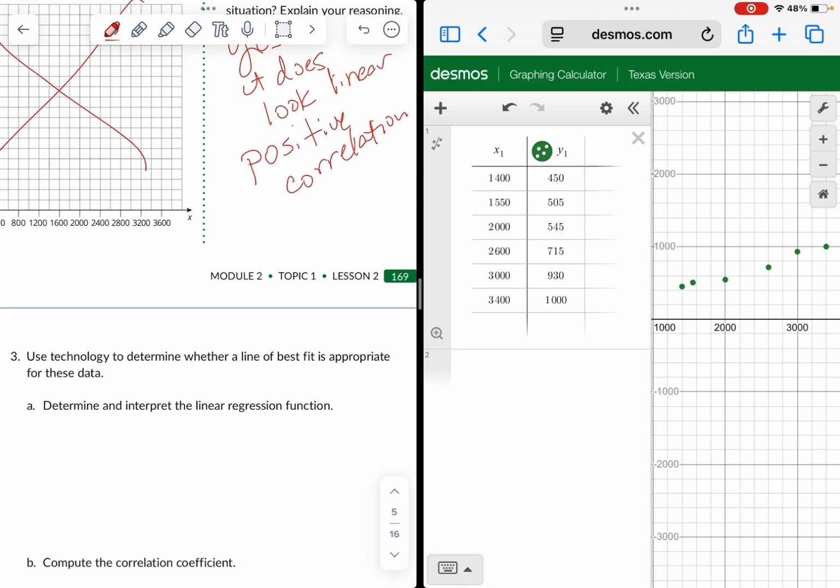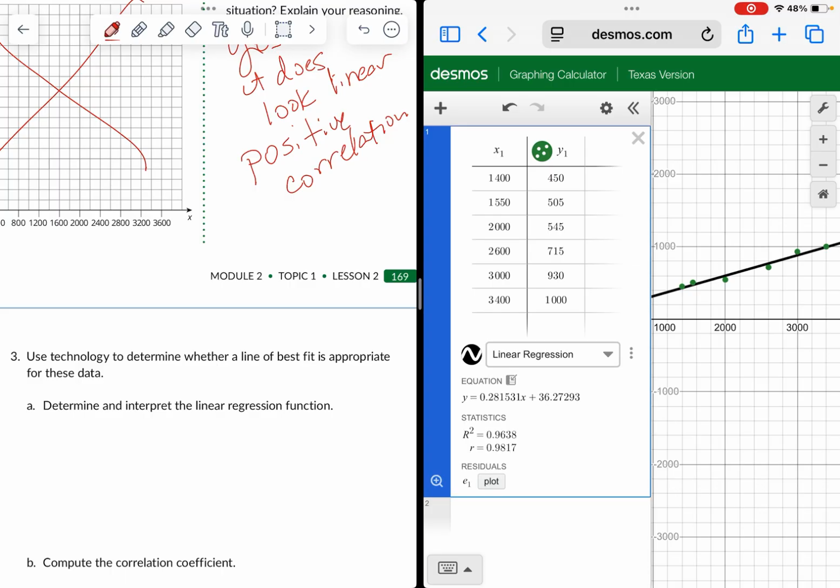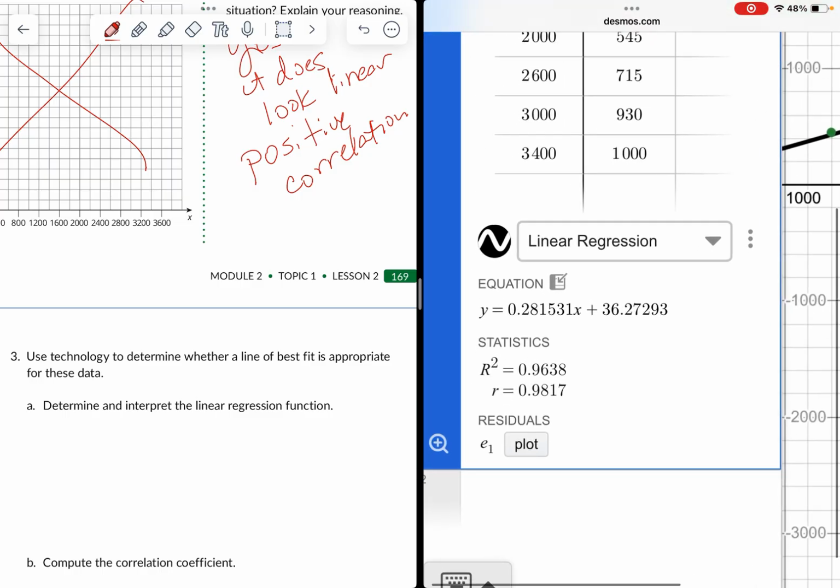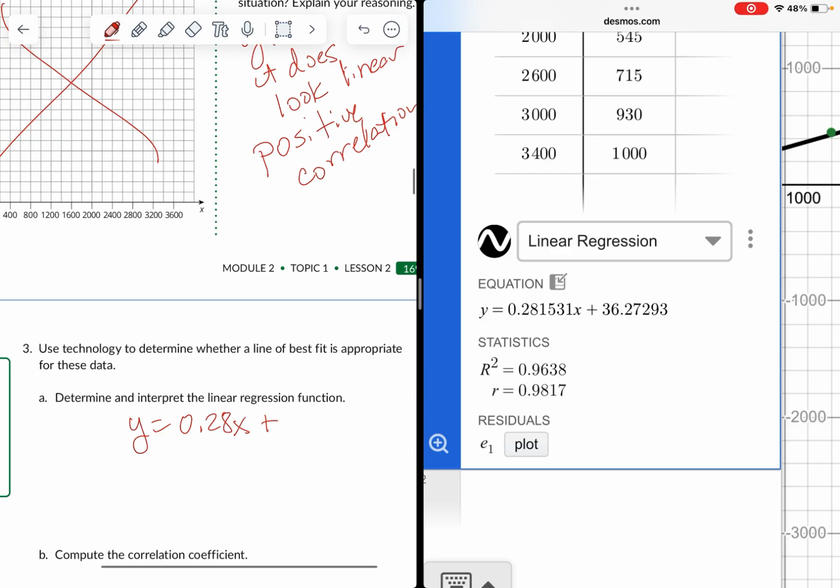So let's go ahead and use our technology now, and we're going to hit the linear regression that looks like a scatter plot right underneath that plus sign. And I've done a linear regression, and let's see. I've got an equation of y equals 0.281531. How about we just call that 0.28 x plus, it looks like 36.27. How about we call that 36.3?